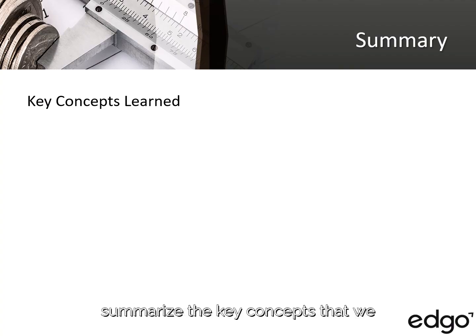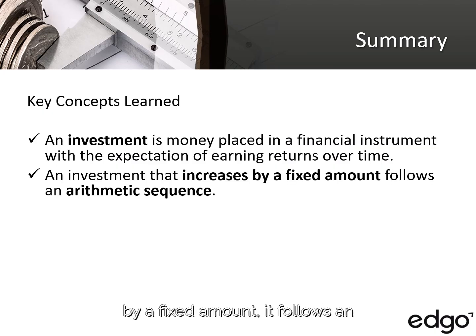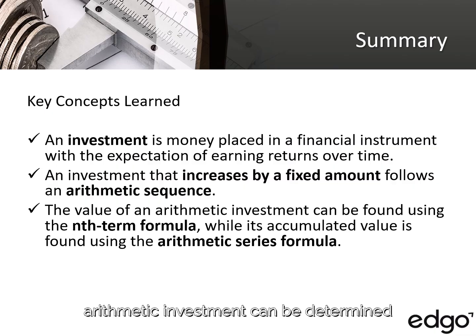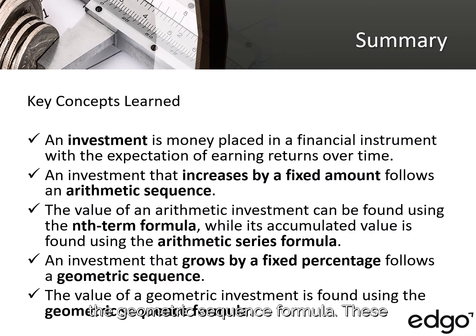Let us summarize the key concepts that we learned in today's lesson. An investment is money placed in a financial instrument with the expectation of earning returns over time. When an investment increases by a fixed amount, it follows an arithmetic sequence. The value of an arithmetic investment can be determined using the nth term formula, while its accumulated value can be determined using the arithmetic series formula. On the other hand, when an investment grows by a fixed percentage, it follows a geometric sequence. The value of a geometric investment is determined using the geometric sequence formula.